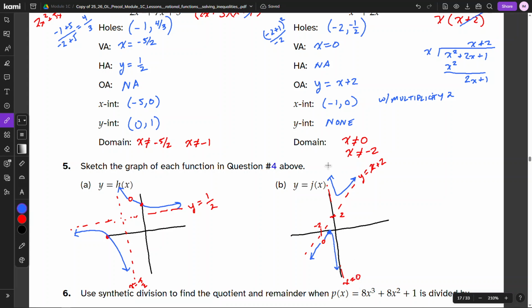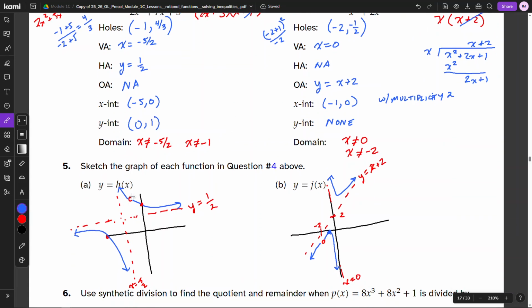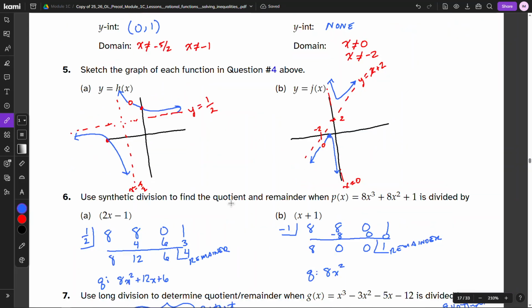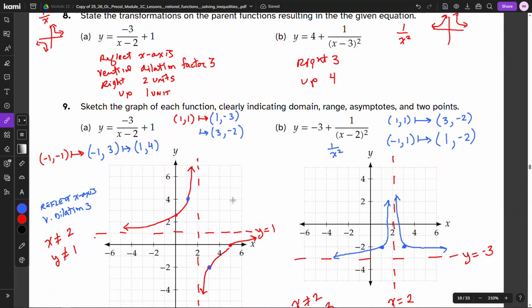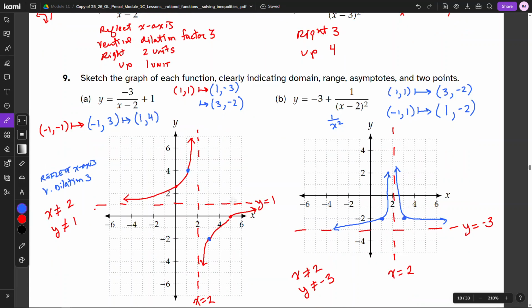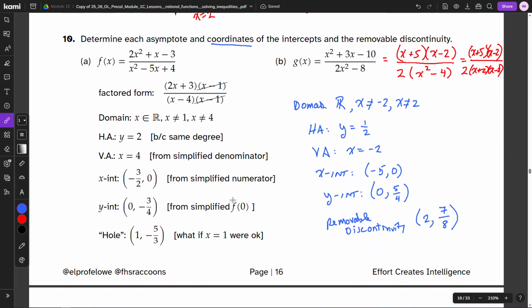So be able to identify key features by factoring. If you have holes, make sure that you do sketch the holes into your graphs. Be able to identify transformations to draw your graphs. Always label your asymptotes, their equations, and draw them in. But the big piece is, can we identify those key features?